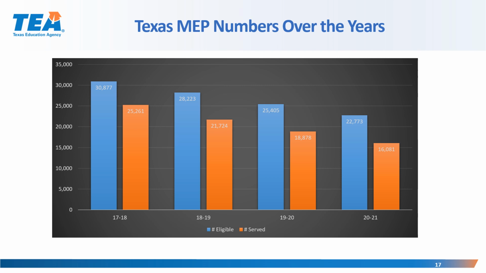As of last year, 2020-2021, which is the latest year that we have data for, we had a total of almost 23,000 students. This trend of decreased population has been experienced throughout the nation. It's not just in Texas. But something we do want to highlight is that the students that we're identifying, we are serving them in larger numbers. We're closing the gap between identified and served.